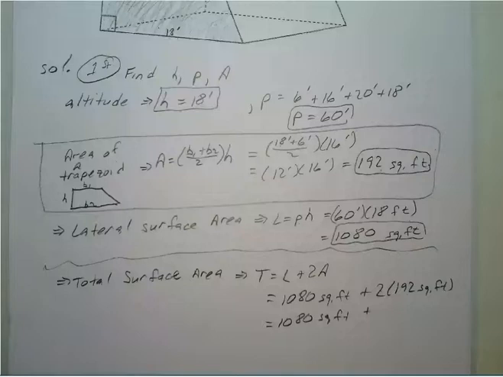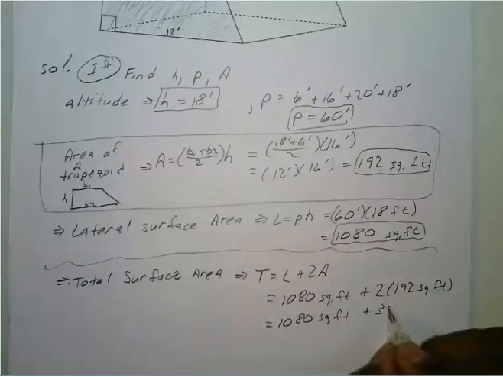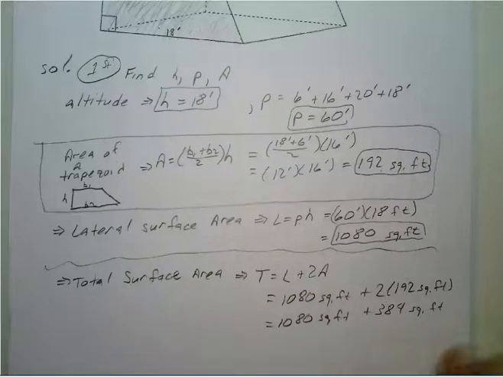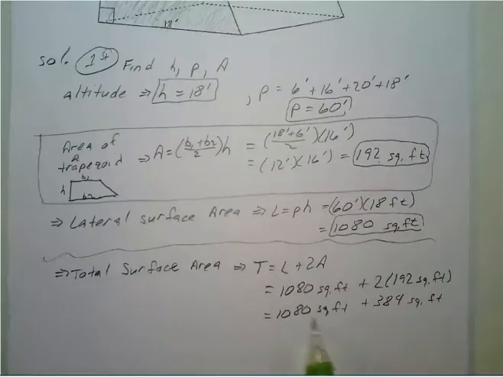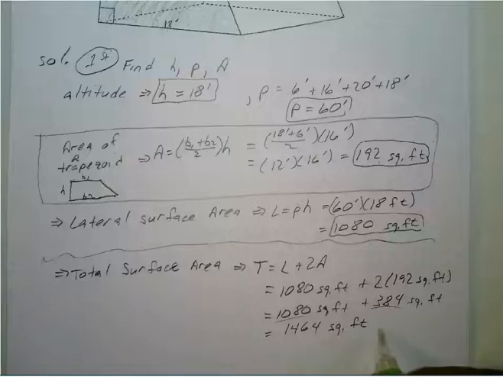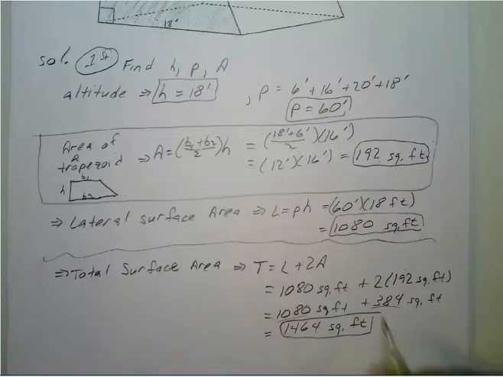plus 384 square feet. Okay, so we add 1,080 and 384. That gives us 1,464 square feet for our total surface area.